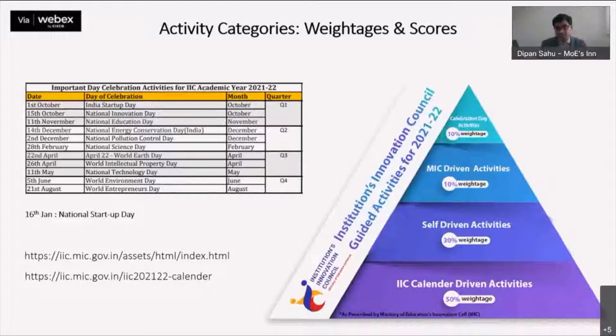Why? What is the necessity of this kind of MIC driven activities to be included and also given weightage? Because MIC driven activities are very important activities. Participation of all in these activities has very high potential to provide you more information and knowledge, but it was not planned before. That's why through these MIC driven activities, we're trying to pass this information to our institutions and our faculties and the students.